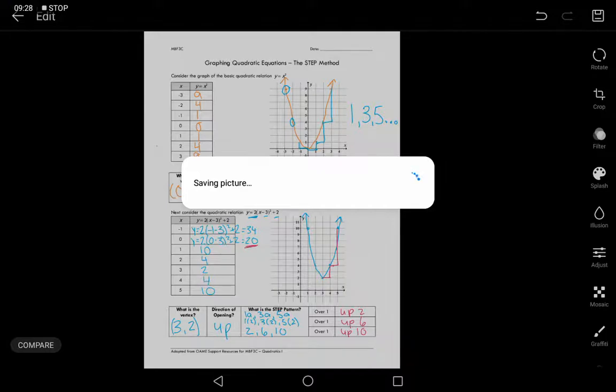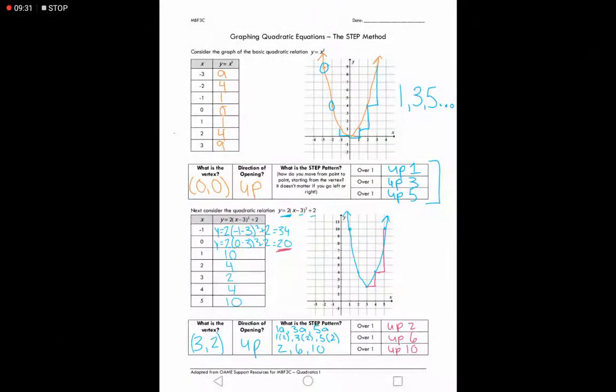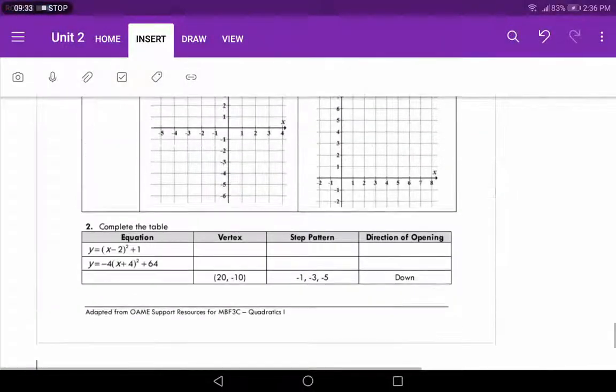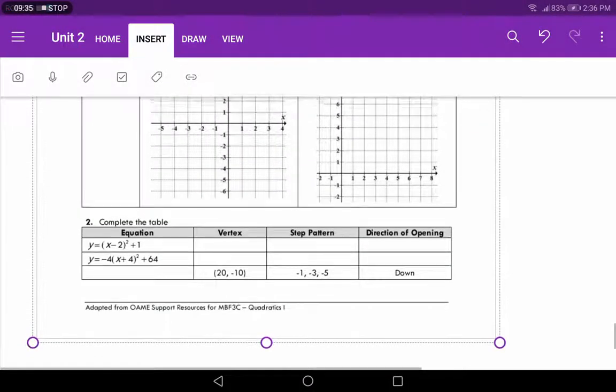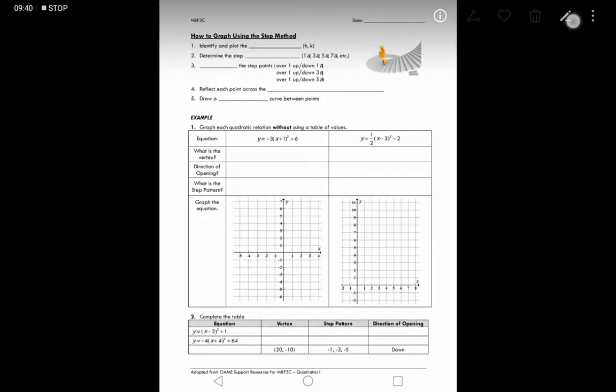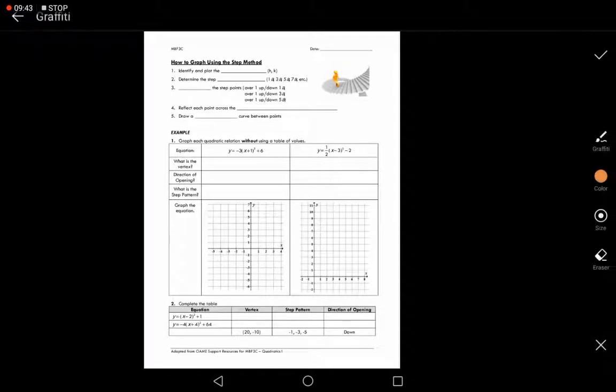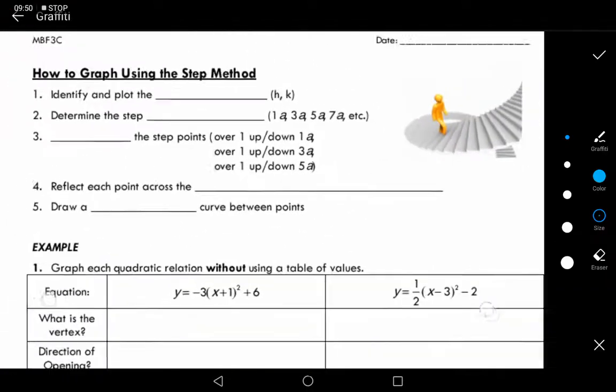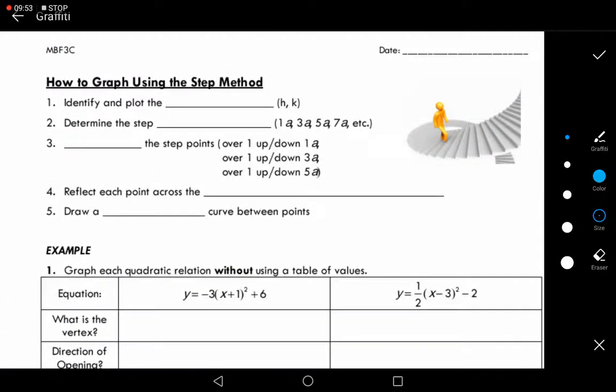Okay, so that's the first half of the note. I'm going to pull up the second half. There we go. Okay, so now that we know what the step pattern actually is, let's look at the steps we need to take in order to graph using that step method. So the first thing we're going to have to do is identify and plot the vertex. Okay, and remember that vertex is always going to be h comma k.